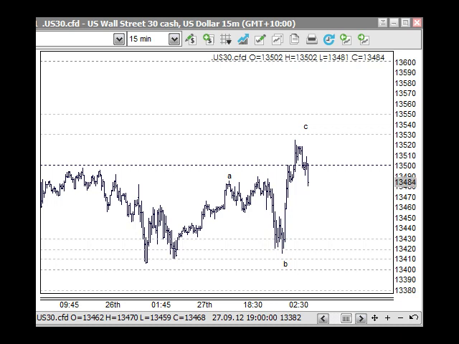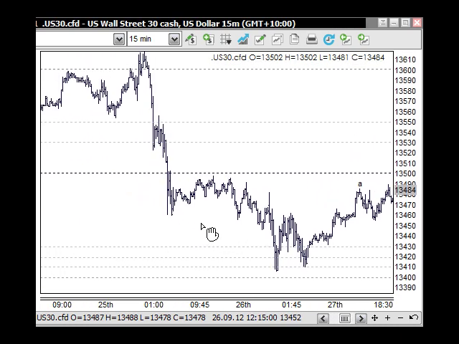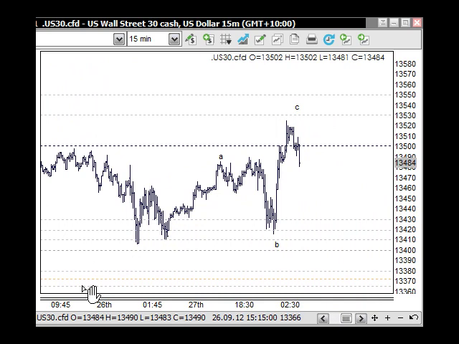Here we're looking at the US 30 on a 15-minute chart, and just really taking note of the last few sessions. With this particular pattern coming down through here, it looks very corrective to me in terms of an A, a B and a C for the A wave, and then an A, a B and a C for the B wave, and then for the C wave to move up through to here. So it is a corrective pattern as it stands.